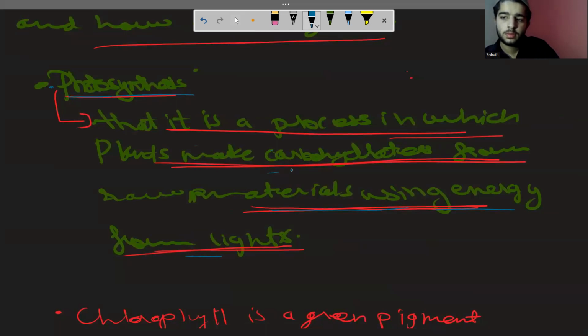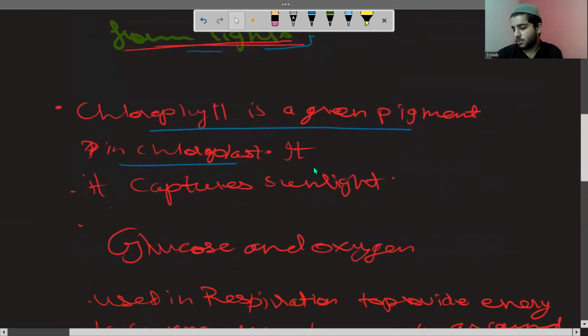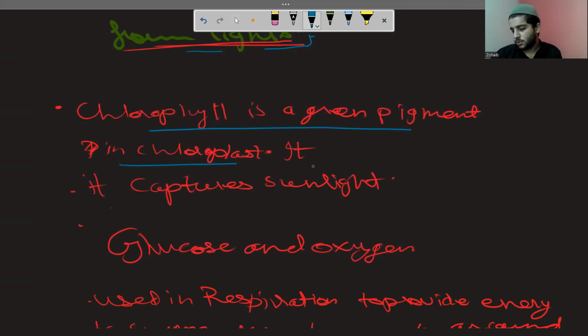So the first point is photosynthesis. What is photosynthesis? It is a process in which plants make carbohydrates from raw materials using energy from light. Okay, you got the meaning of photosynthesis. And the second thing we'll do is what is chlorophyll.